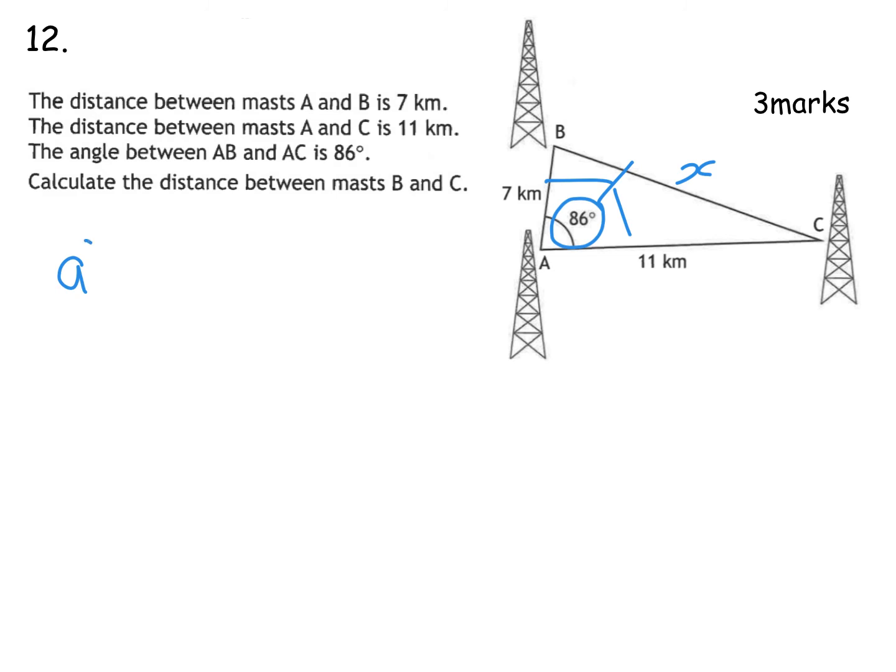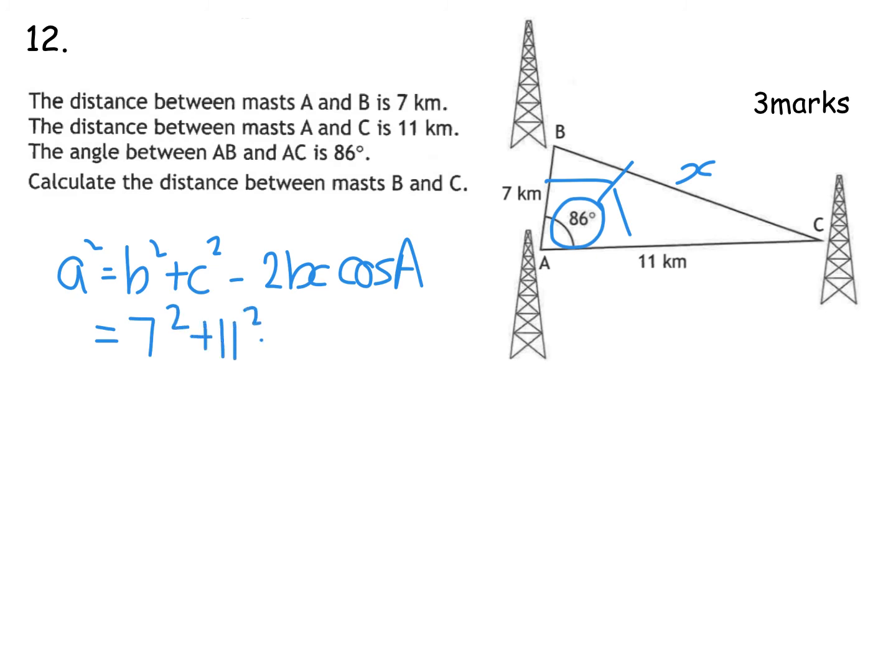It's the one that goes a squared equals b squared plus c squared. It's the one that starts looking a bit like Pythagoras. Take away 2bc cos A. And then you substitute in those numbers, so you've got 7 squared plus 11 squared. Doesn't matter which way round they go. Take away 2 times 7 times 11 times cos of 86. Type that all in one go in your calculator, okay?